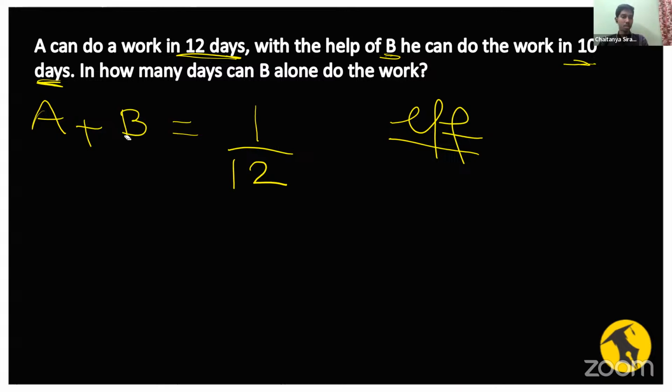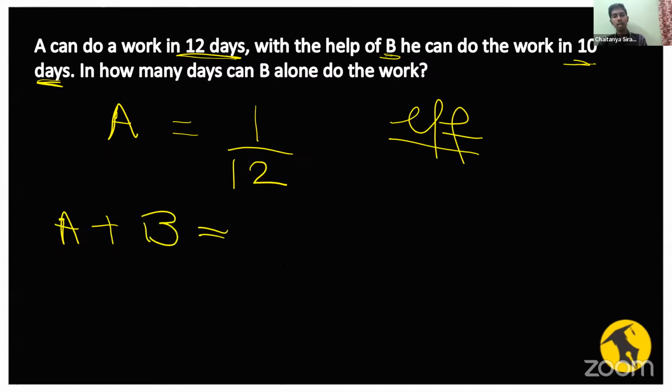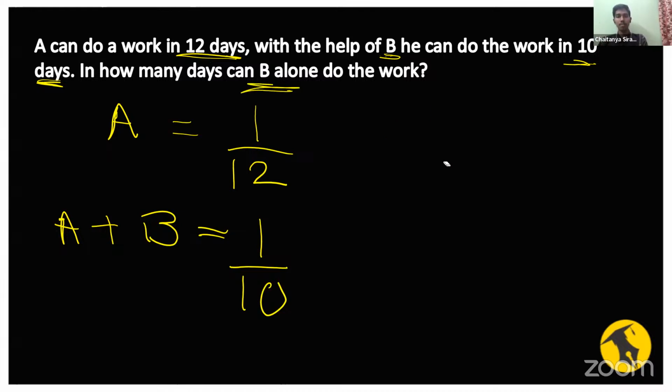Sorry, I read the question in the wrong way. A can do the work in 12 days, and with the help of B, he can do it in 10 days. So A plus B is 1 upon 10. Now the question asks us, in how many days can B alone do the work?